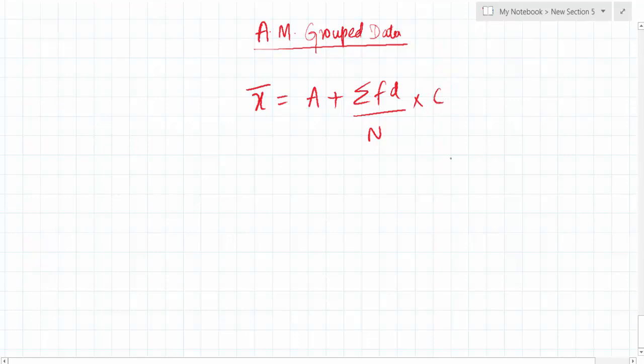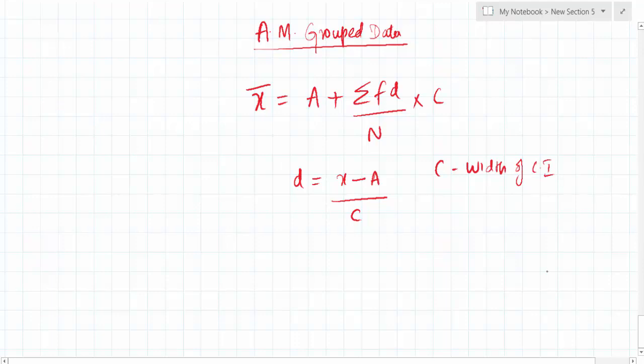So here you should know what is A. A is nothing but an arbitrary number which you have to pick up, and F is nothing but the frequency, and D is nothing but x minus A divided by C. So x is your variable. Each and every variable should be subtracted by the arbitrary number, then it should be divided by C. So what is C? C is nothing but the width of the class interval.